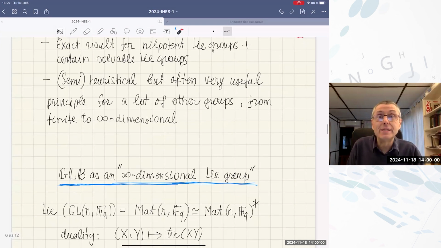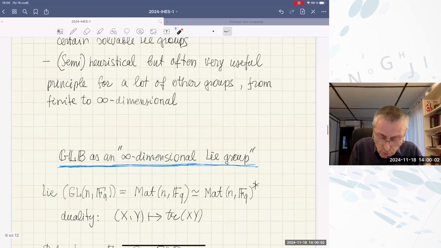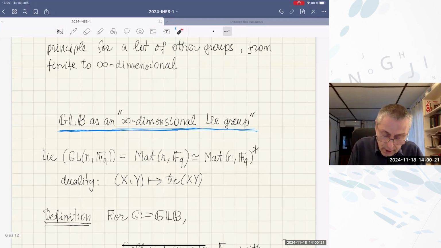So now the idea is to treat our GLB as an infinite dimensional Lie group. It is not a Lie group at all, of course. It is not infinite dimensional. It is totally disconnected, but nevertheless, one can treat it as a Lie group. So first, let's consider again the finite group GLN.